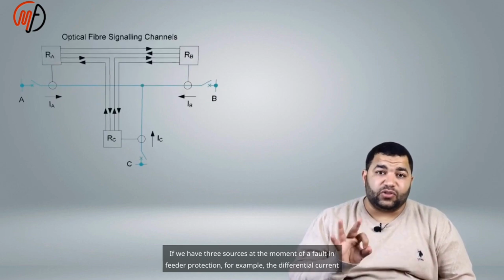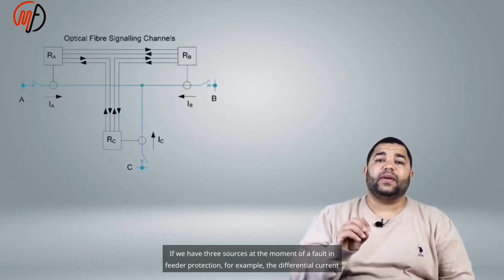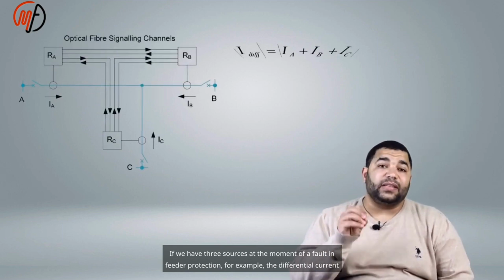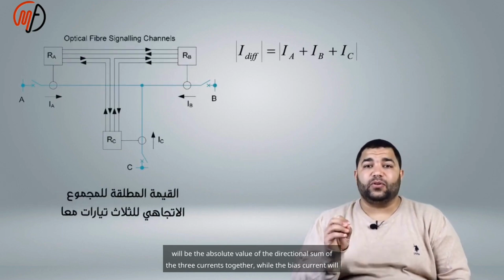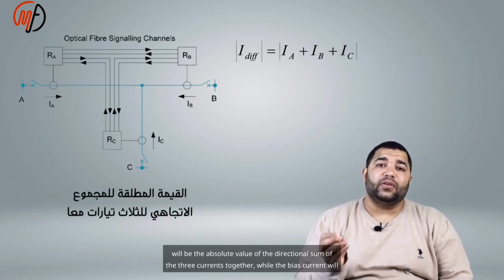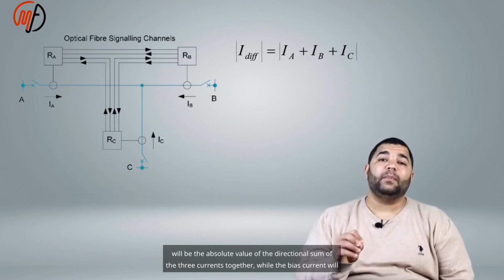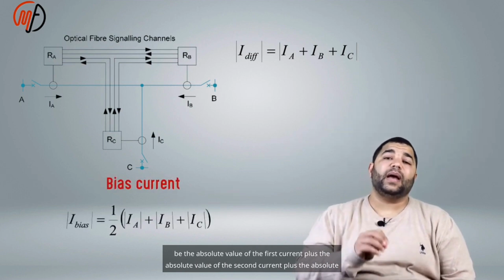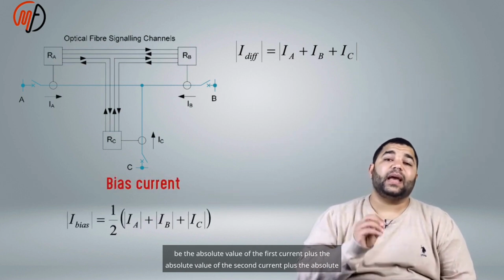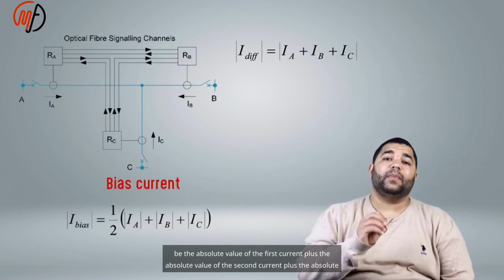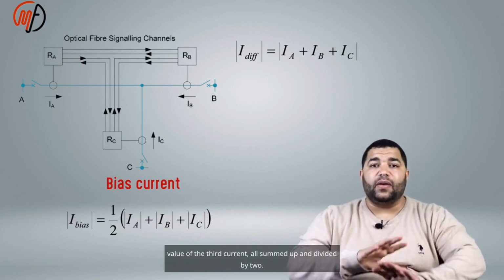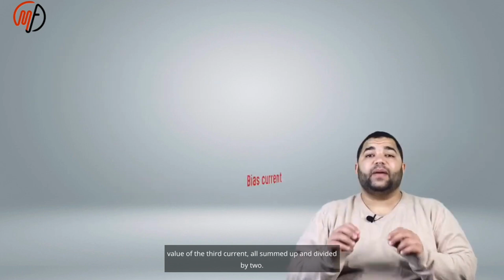If we have 3 sources at the moment of a fault in feeder protection, for example, the differential current will be the absolute value of the directional sum of the 3 currents together, while the bias current will be the absolute value of the first current plus the absolute value of the second current plus the absolute value of the third current, all summed up and divided by 2.